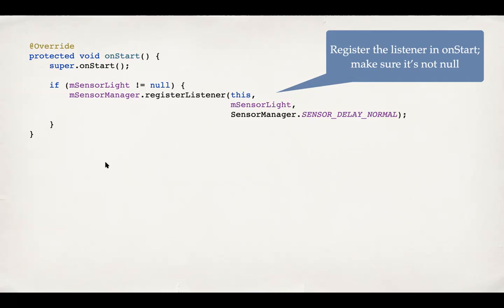You may think of registering it in on create and then removing in on destroy, or registering in on resume and removing in on pause. But it is recommended that you register it in on start and not in on create, on resume, on pause, etc. Why? This ensures that the sensor uses power only when the app is in foreground, and the guide also suggests not using the on resume, on pause pair because you may want to keep the sensor running in the multi-window mode.